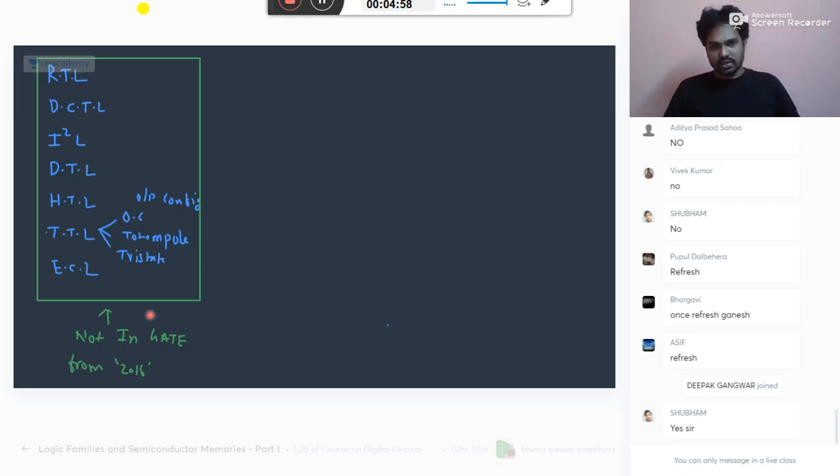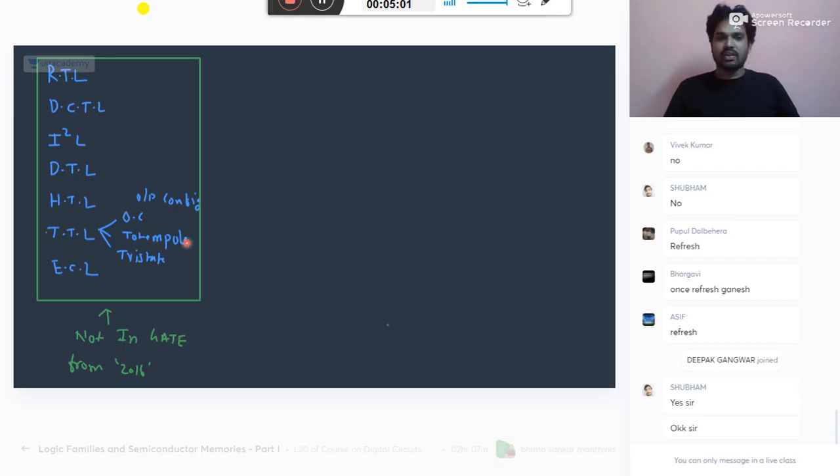Let's continue. So this part is removed from GATE for EC people. It is not in GATE from 2016. Let's not write it in capitals, it will give more confusion. But yes, if you prepare for ESE, it is required. If you want, I can provide the notes for that for the time being.